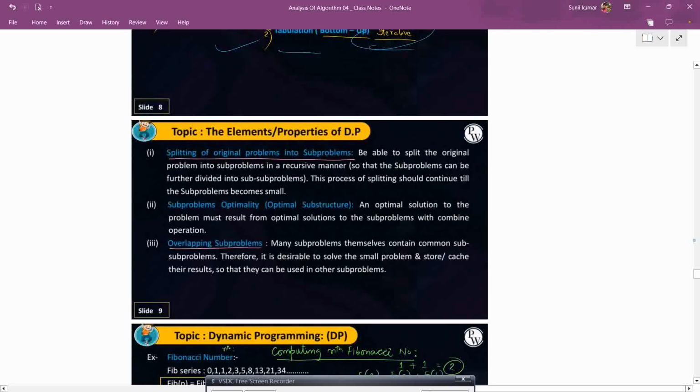The elements or properties of DP: the first element is splitting of the original problem into subproblems. We should be able to split the original problem, this is our original problem, into different subproblems P1, P2, and so on.